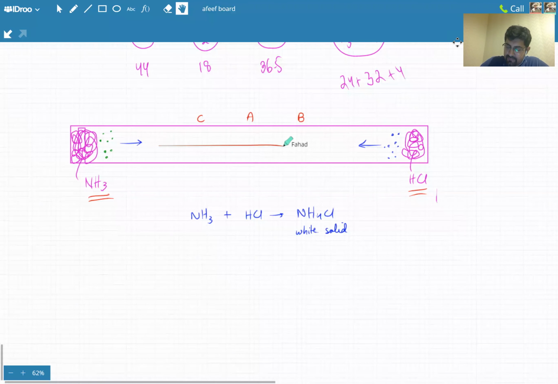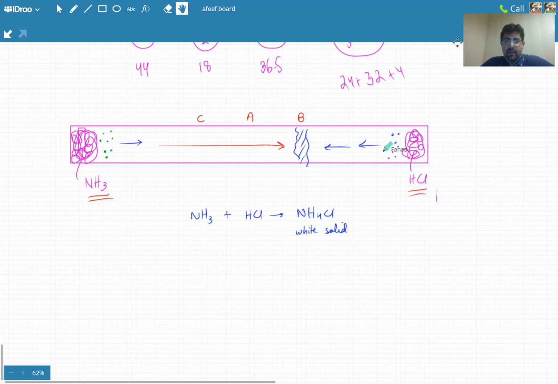It's quicker than the other one, so it's going to travel a lot faster. So it's going to meet at B. Okay, so that's fine. So this is the point where the two particles are going to meet, and the white solid would be produced somewhere over here in the middle.